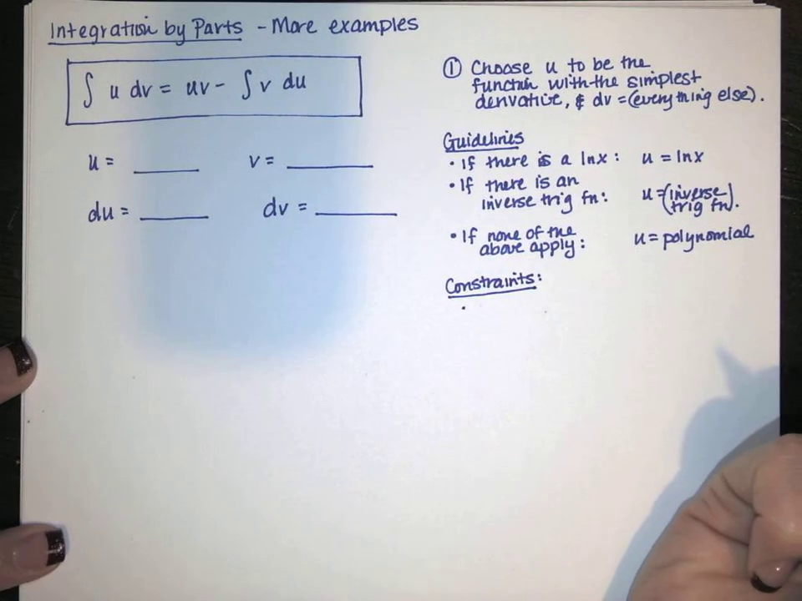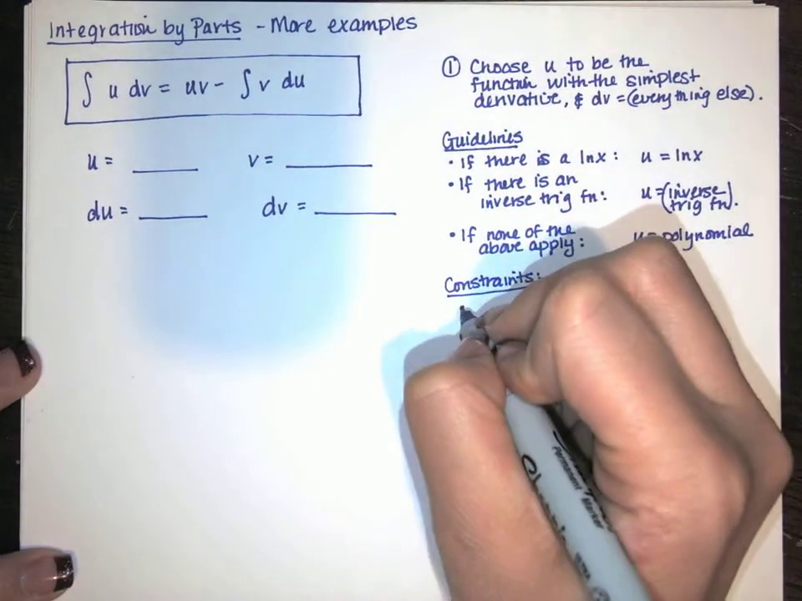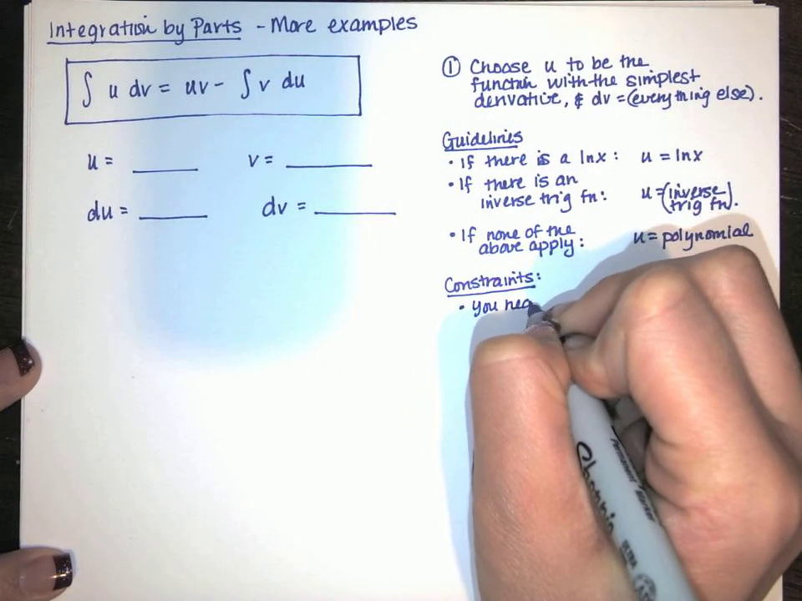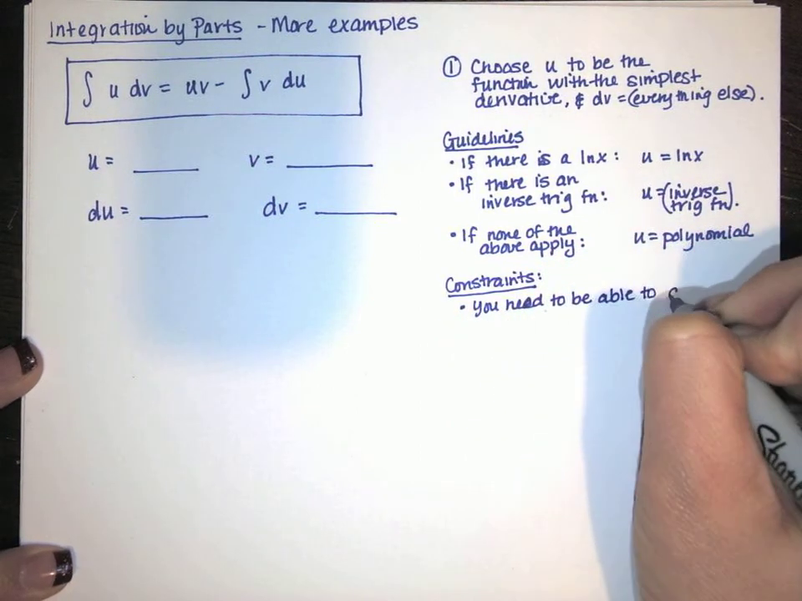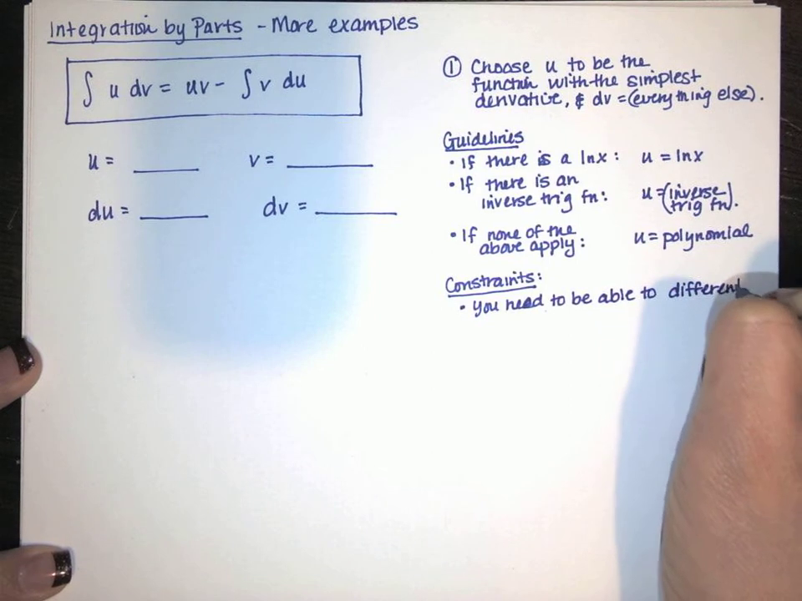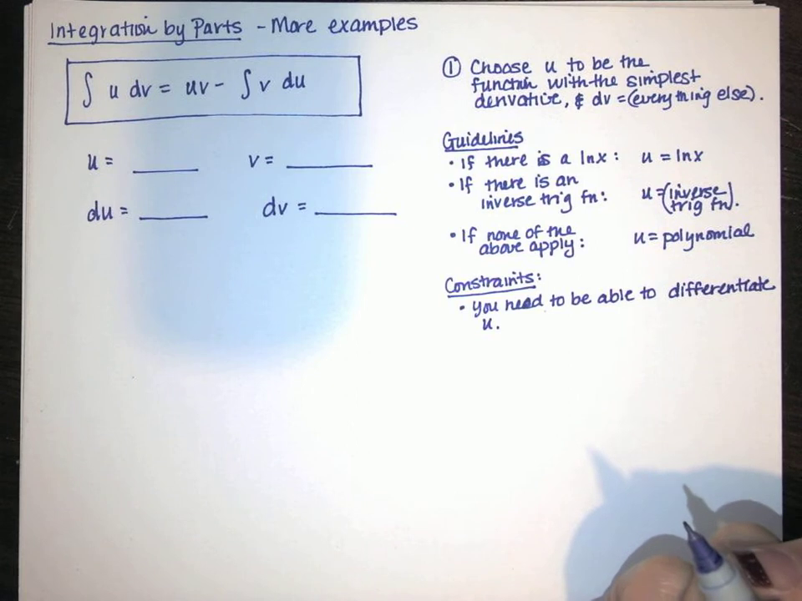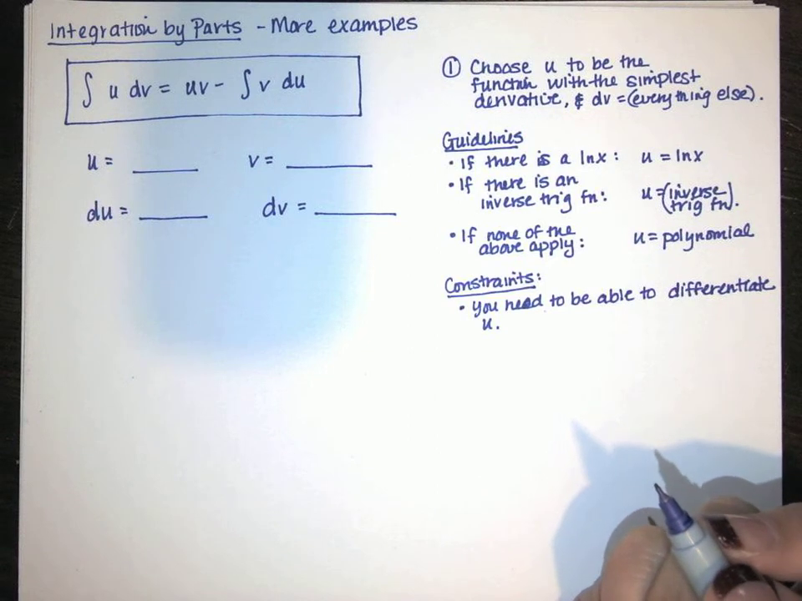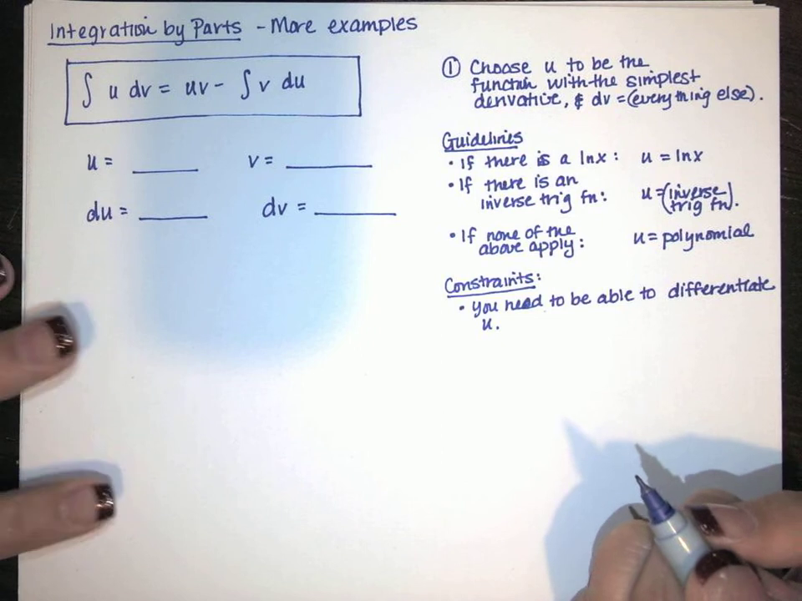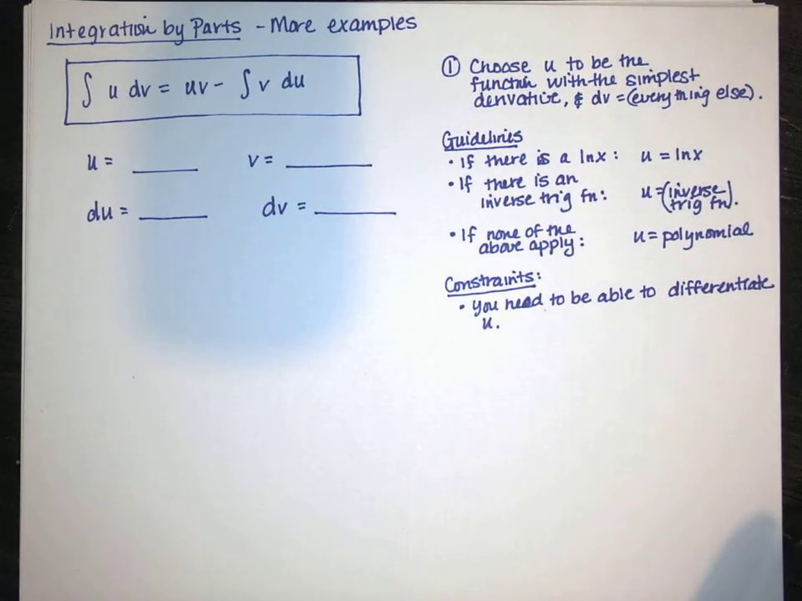In order to use this formula, you need to be able to compute du. Whatever u is, you need to be able to take its derivative. That's usually not a problem in our class. The most advanced functions that we'll be differentiating require the chain rule. But occasionally you might have something strange like x to the x, where you'd have to do something else to find that derivative. So remember that whatever you choose for u, you need to be able to compute its derivative using your basic rules and the chain rule.